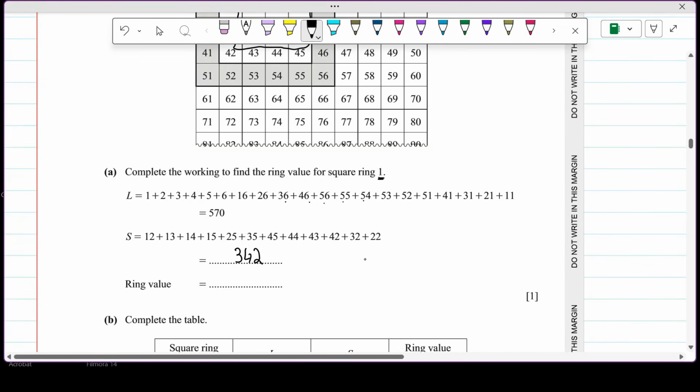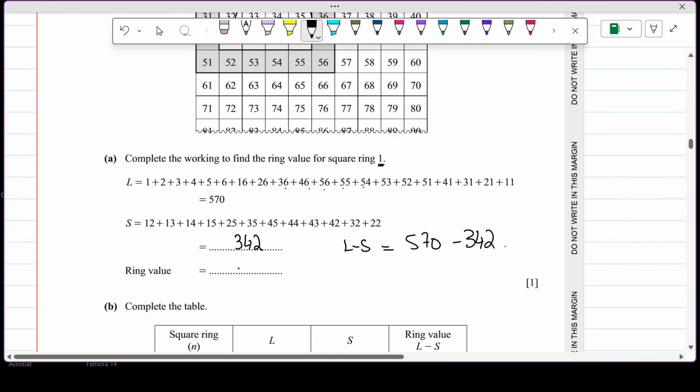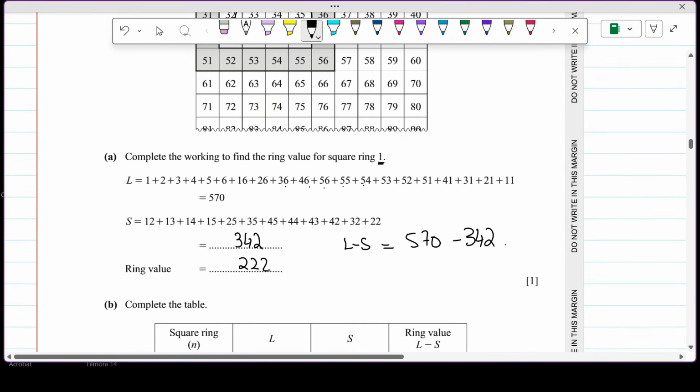And the ring value is equal to L minus S, and in this case L is 570 minus 342, which is S. So the difference is 228.